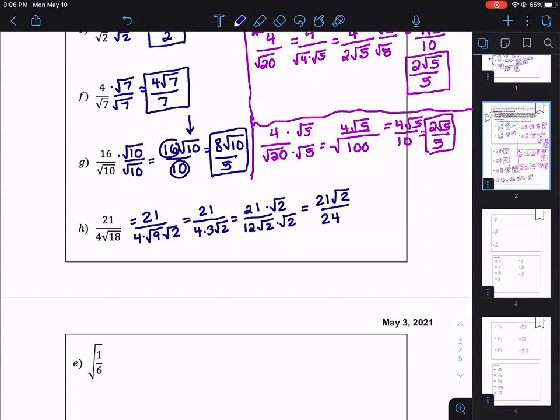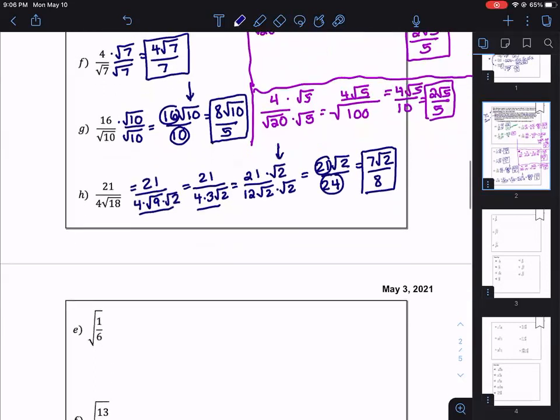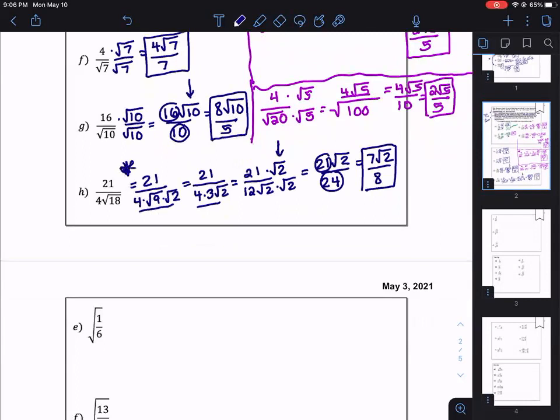So now my denominator doesn't have a radical anymore. 21 and 24 are going to have 3 in common, giving me 7 radical 2 over 8. Okay, so I simplified first, then I rationalized, then we reduced. So that's the preferred method. I'm going to put a star so you know it's what I prefer.